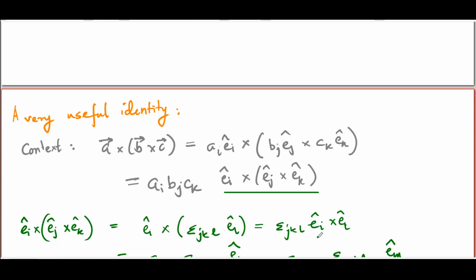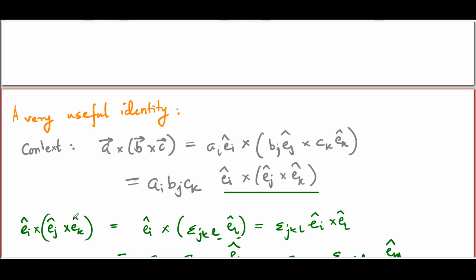Now, EI cross EJ cross EK can be simplified using what we have learned, simply using the fact that EJ cross EK by definition is given by epsilon JKL EL, where L is some dummy index. Note that as far as this index is concerned, I could have taken it to be anything other than the ones which are already in use. I, J and K here are not dummy indices. You can say things like, let's talk about I equal to 3 and see what the result is going to be. You can give specific values to I, J or K here.